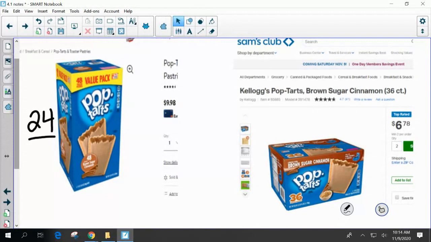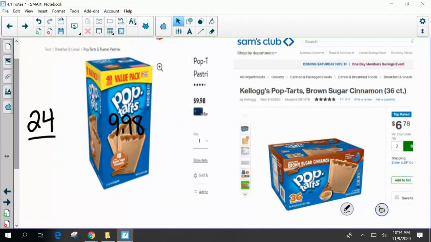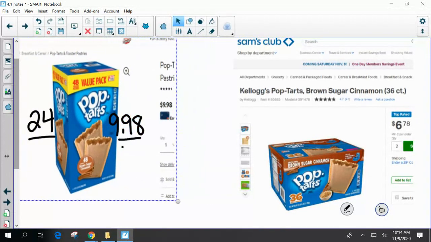So how would I figure out the price per pack of Pop-Tarts? $9.98 divided by 24 packs. How much are those Pop-Tarts per pack? 0.42. So 42 cents per pack, right?